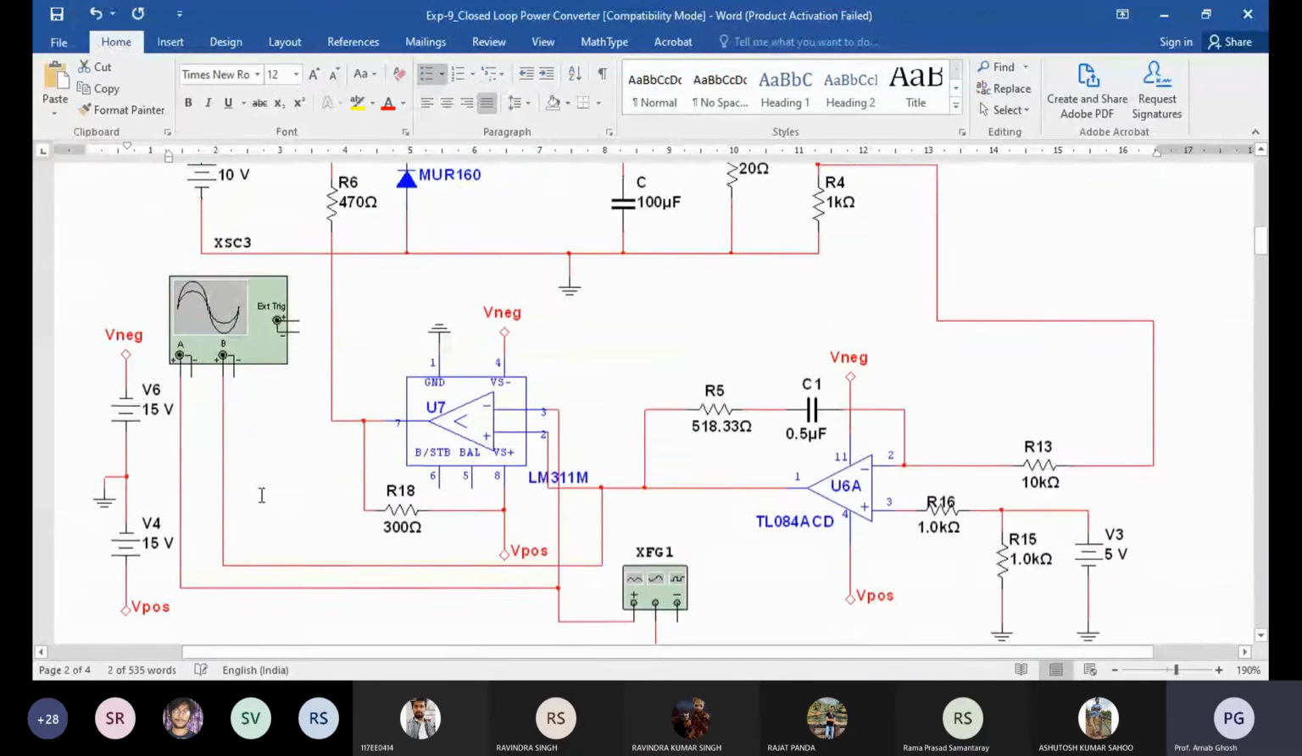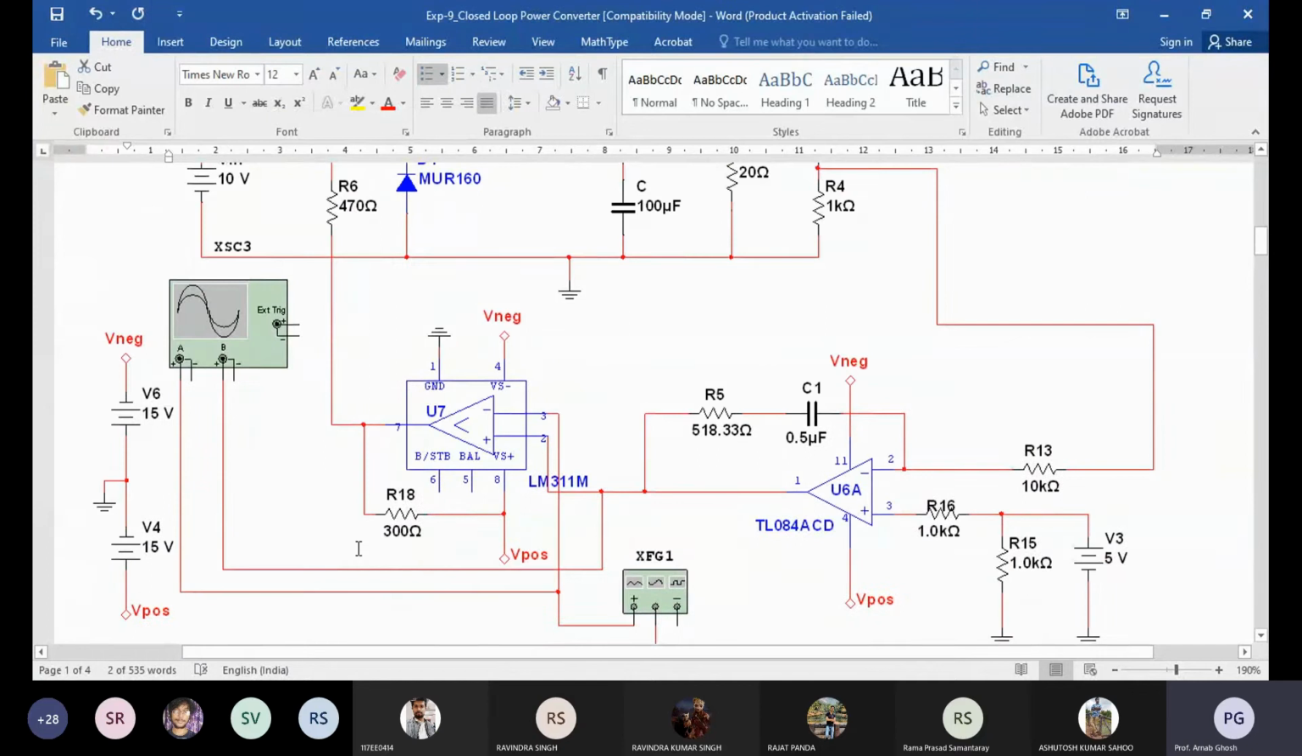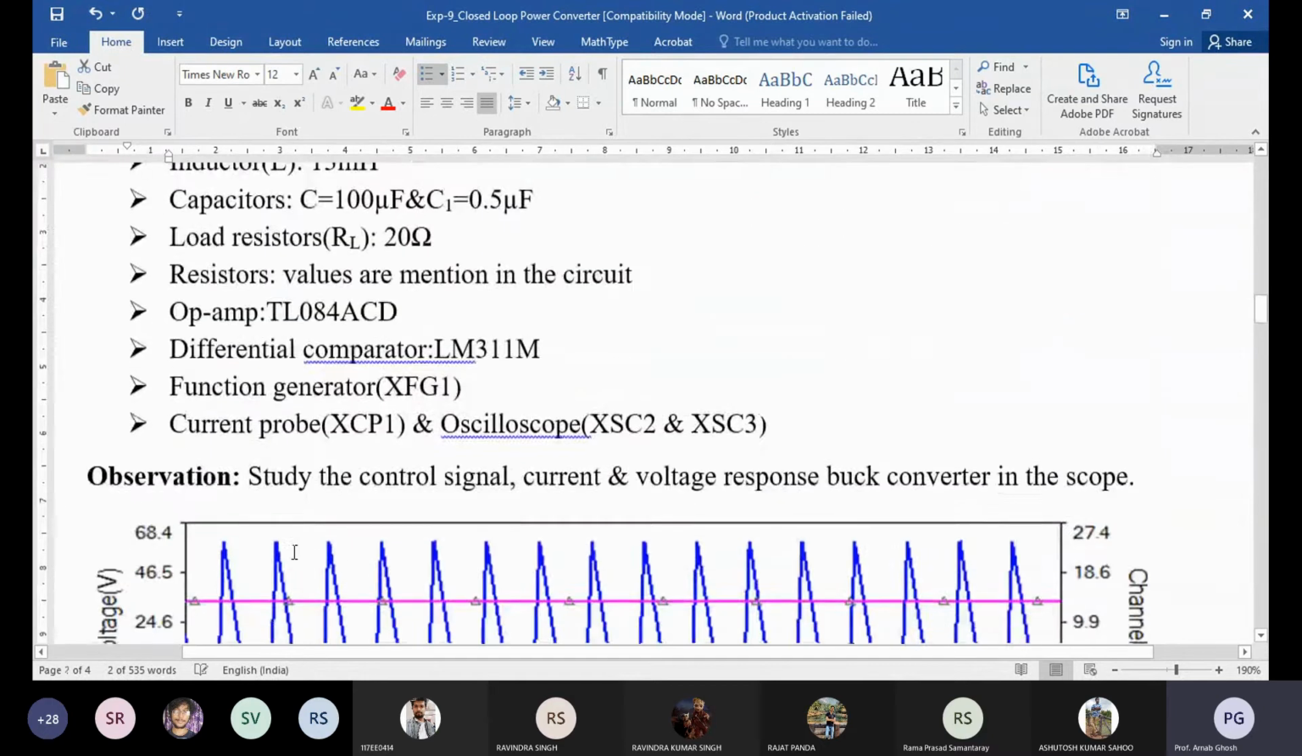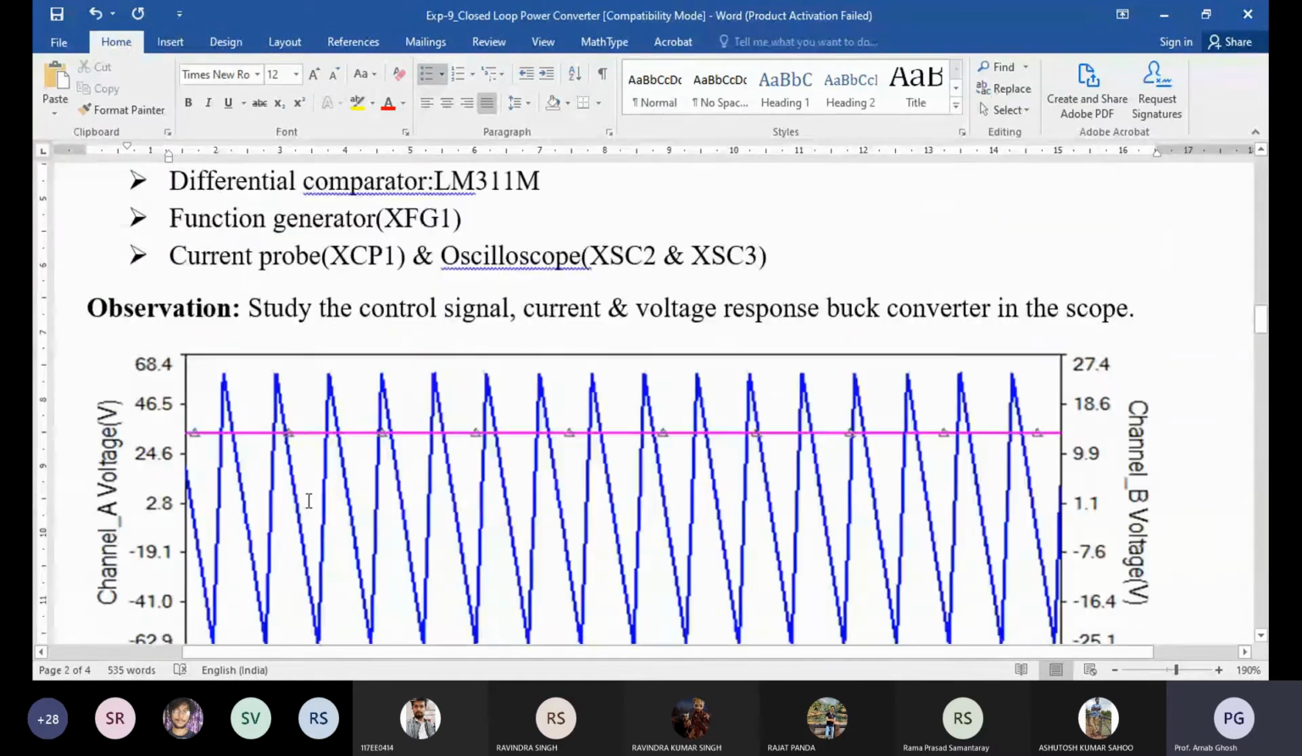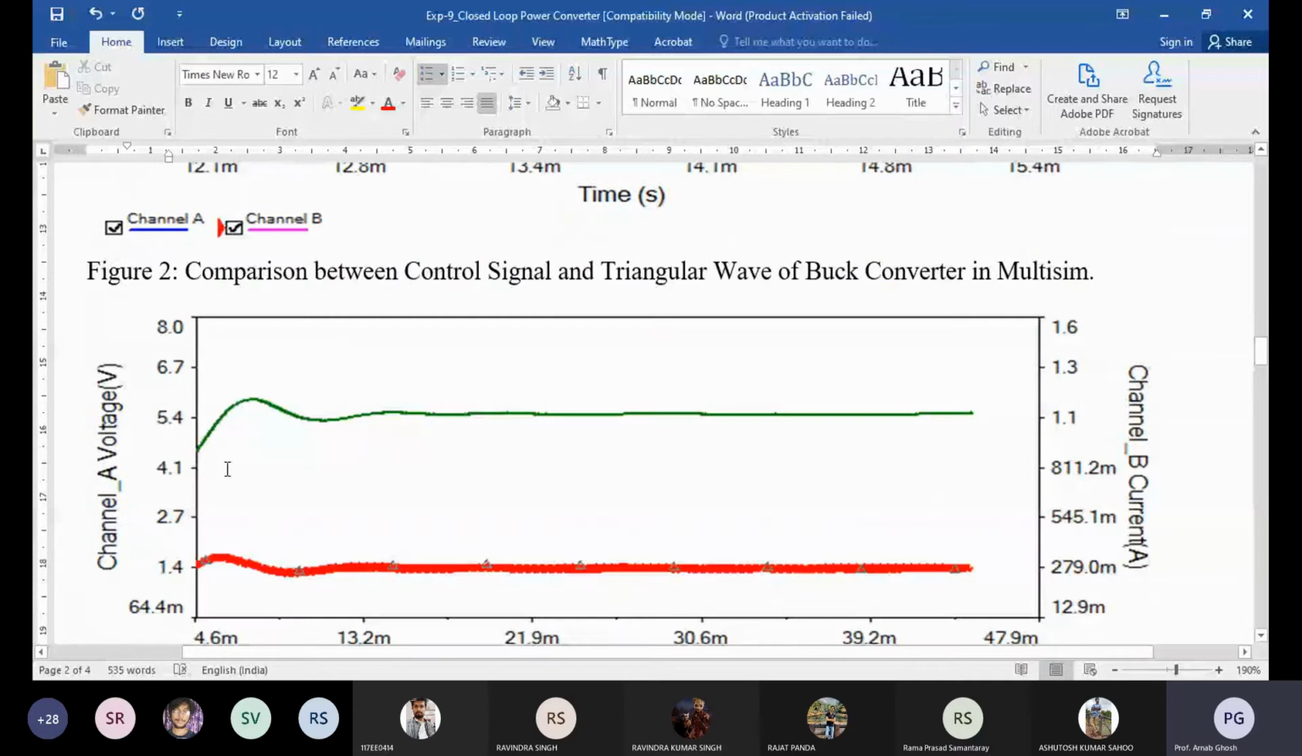The PWM diagram I have not given, but you keep it in your study. If you keep it in your write-up, how will that PWM value look? Okay, so then we'll get the voltage and current response here. In both the cases, you can understand the transient one.